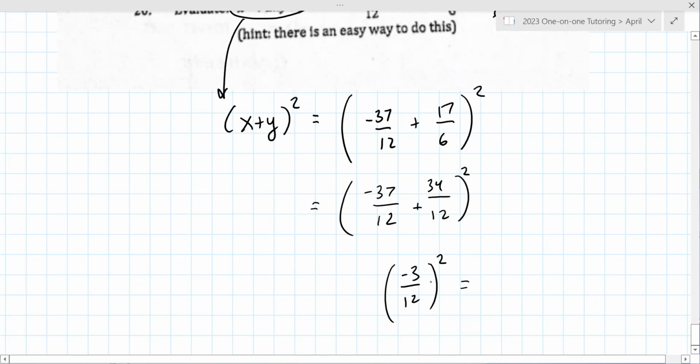and you can actually simplify first. Minus 3/12 is minus 1/4. And then this is like multiplying it by itself. So that's 1/16 like that. Cool. All right.